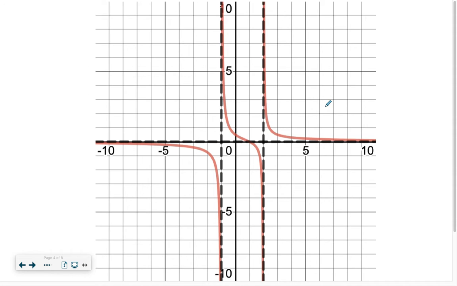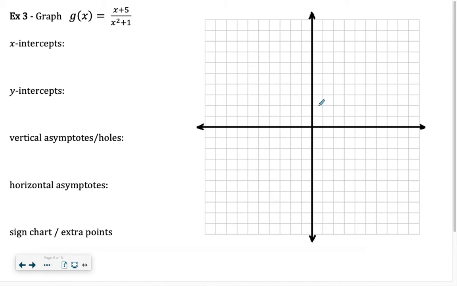Okay, let's do 2 more examples on the back here. First, x plus 5 over x squared plus 1. So x-intercepts, right? Setting the numerator equal to 0. So x plus 5 equals 0. Subtract the 5 over, and we'll get x equals negative 5. So that means this point is on the graph.